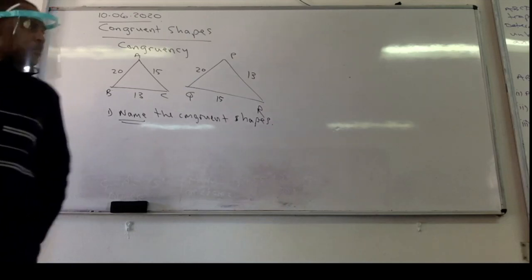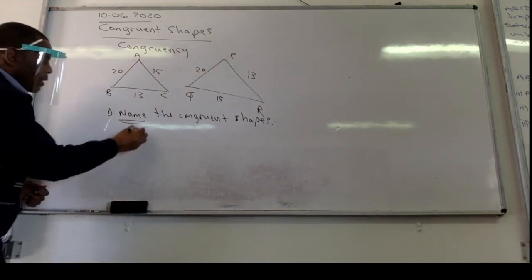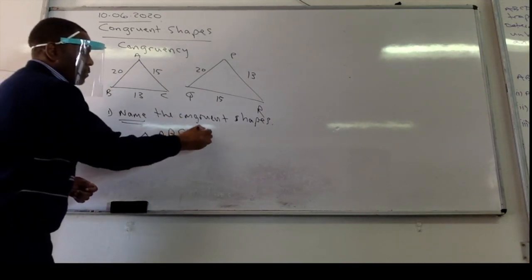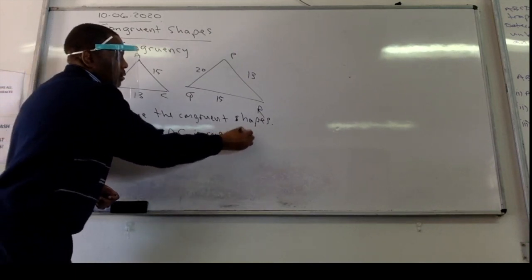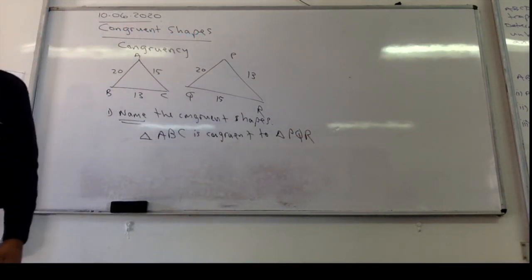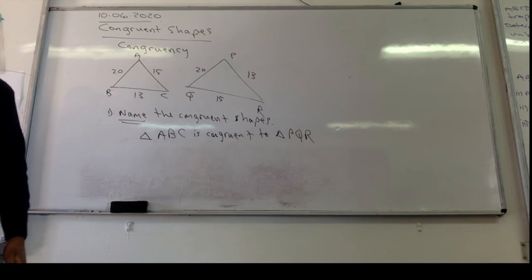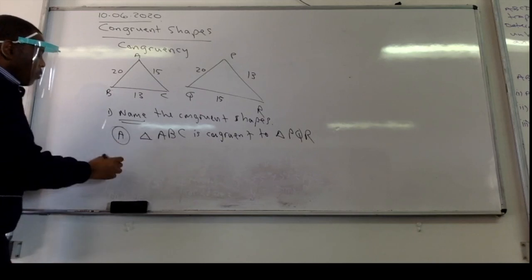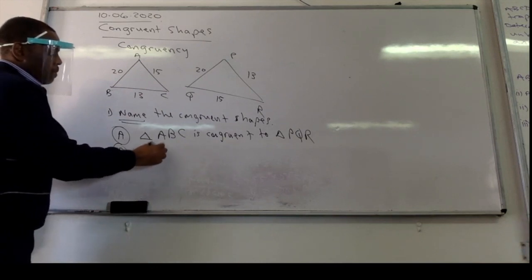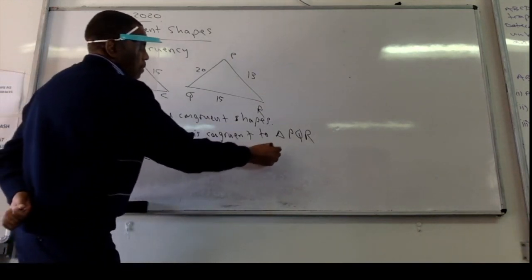Yes, Matthew. Triangle ABC is congruent. Let me write that one first. Triangle ABC is congruent to triangle PQR. You said PQR. Do you agree? She doesn't agree. We'll find out why. But you said ABC is congruent to PQR. Okay, this is somebody's opinion. Let me call it A. What do you think? So I think ABC is congruent to triangle QPR.